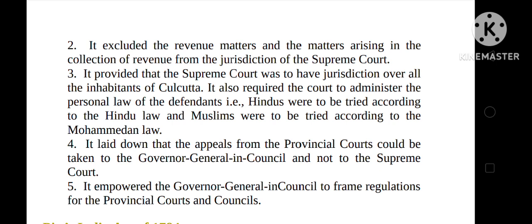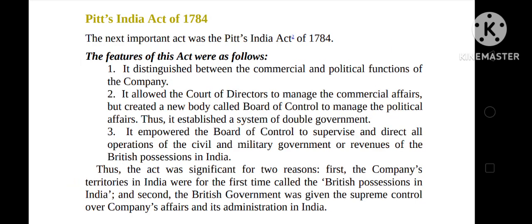It excluded the revenue matters and the matters arising in the collection of revenue from the jurisdiction of the Supreme Court. It provided that the Supreme Court was to have jurisdiction over all inhabitants of Kolkata. It also required the court to administer the personal law of the defendants, that is, Hindus were to be tried according to Hindu law and Muslims were to be tried according to Mohammedan law. It laid down that appeals from the provincial courts could be taken to the Governor General in Council and not to the Supreme Court. It empowered the Governor General in Council to frame regulations for the provincial courts and councils.